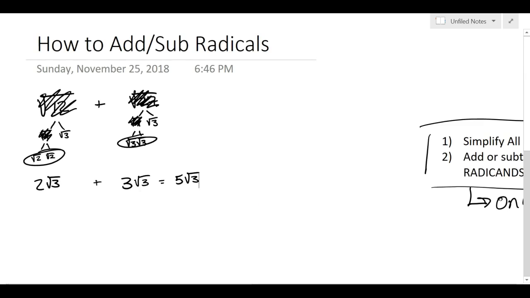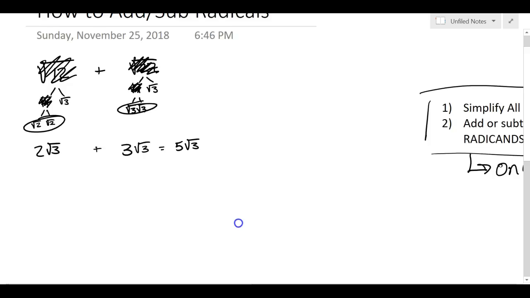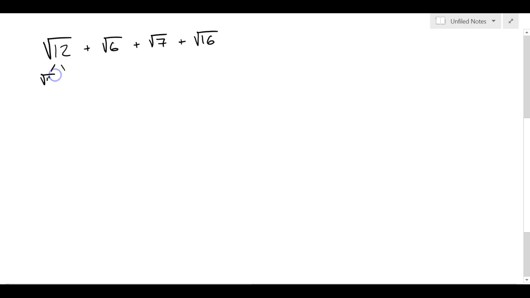Sometimes, though, which is kind of frustrating, you're going to get really frustrating answers, and I'll show you an example of that. Let's say we have radical 12 plus radical 6 plus radical 7 plus radical 16. Well, let's break these down. Step 1, break down 12. I get 4 and 3.